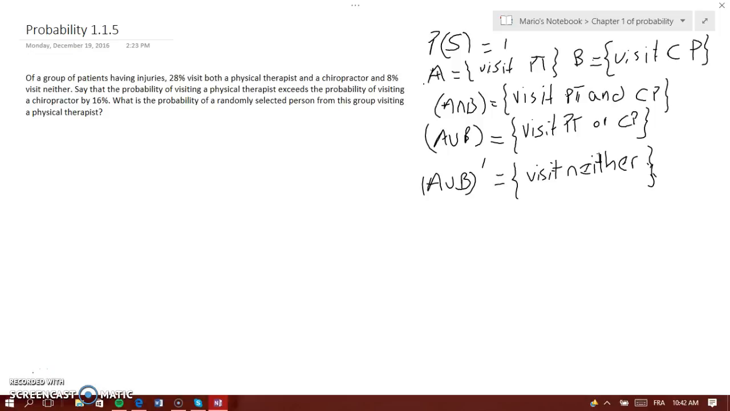In this example, it says of a group of patients having injuries, 28% visit both a physical therapist and a chiropractor, and 8% visit neither. Say that the probability of visiting a physical therapist exceeds the probability of visiting a chiropractor by 16%. What is the probability of a randomly selected person from this group visiting a physical therapist?